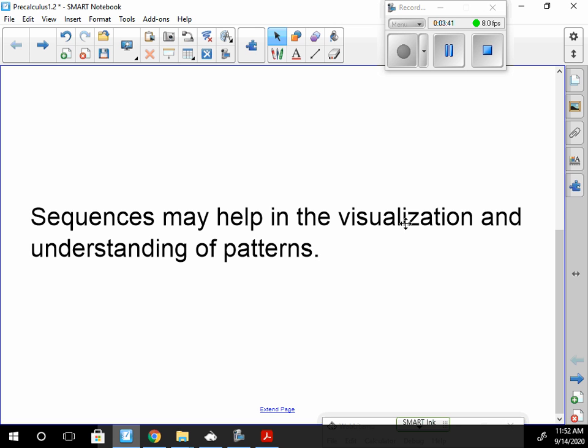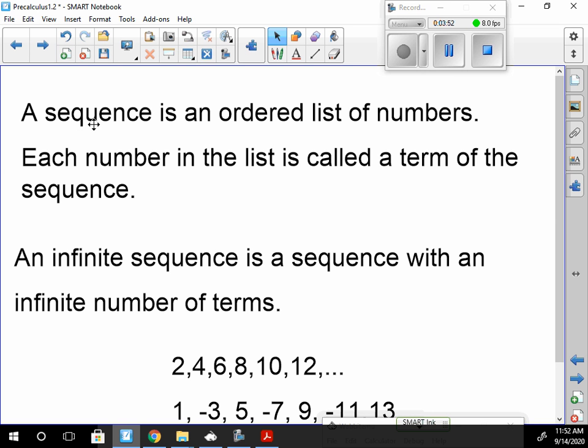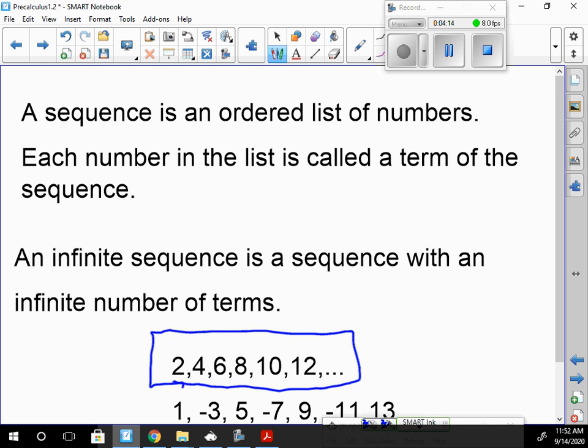Sequences may help you in the visualization and understanding of patterns. So that's what we're going to move into. A sequence is an ordered list of numbers. Each number in the list is called a term of the sequence. So if we're looking down here, this is a sequence. Each individual number is a term. So each of these creates one term of the sequence as we go up.